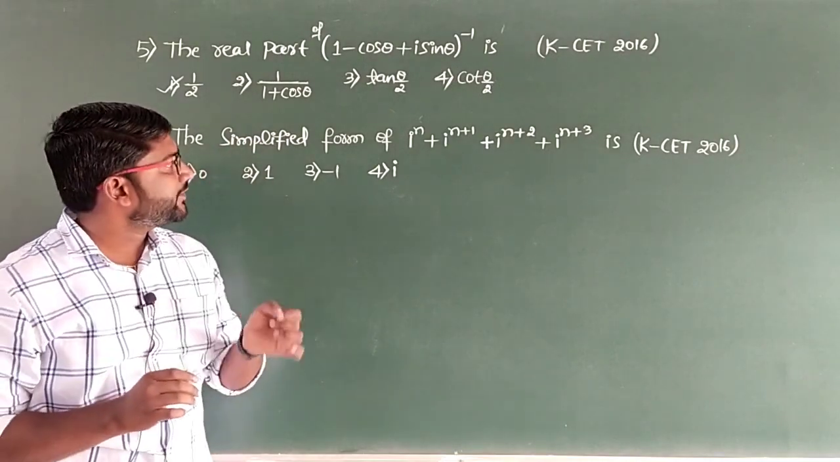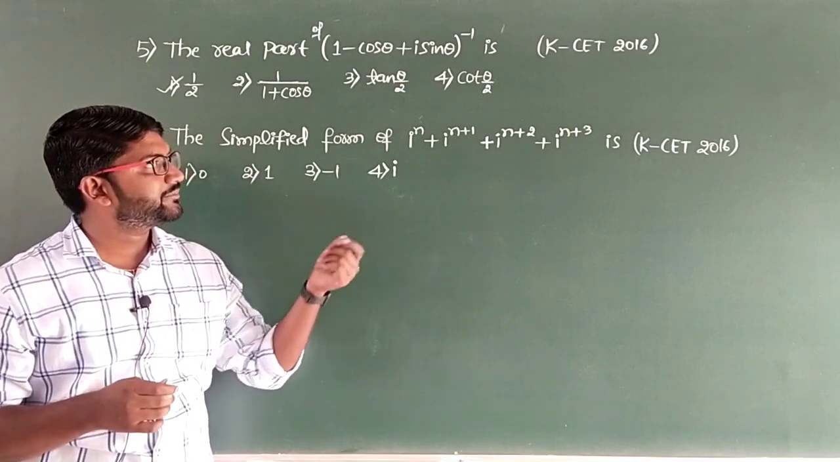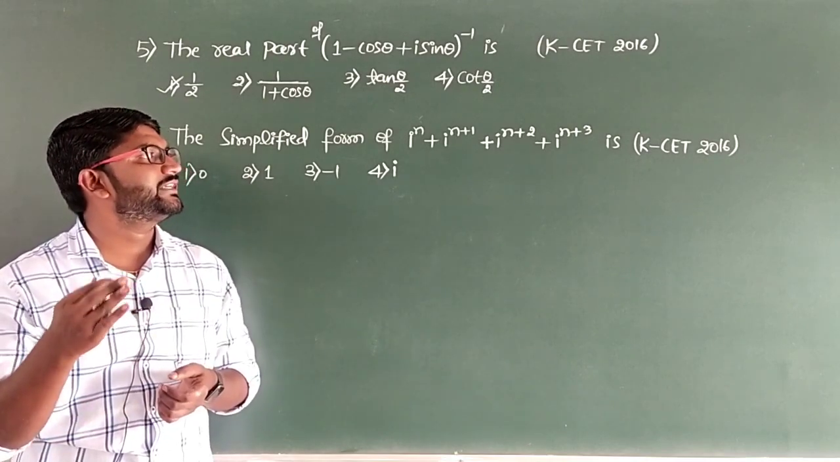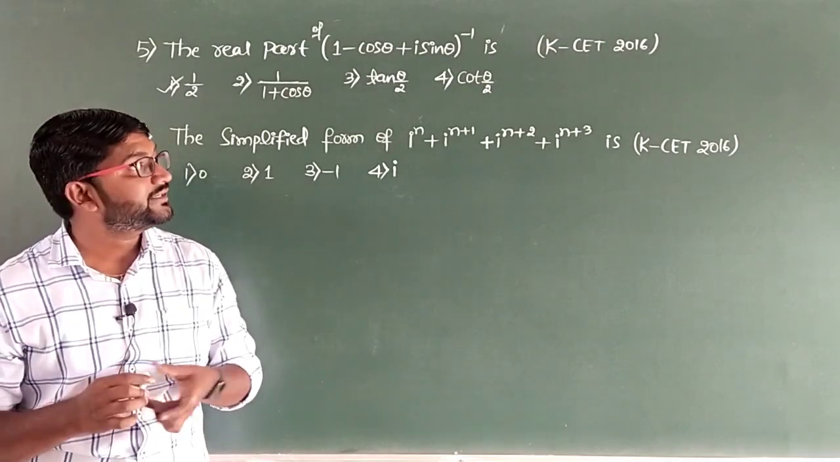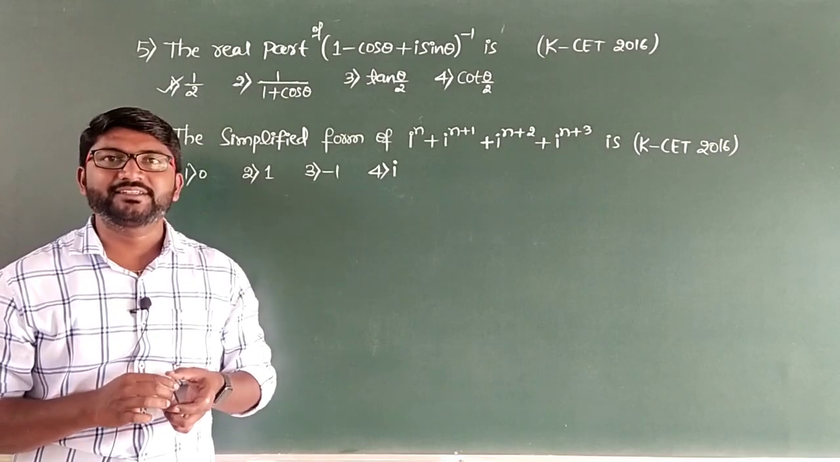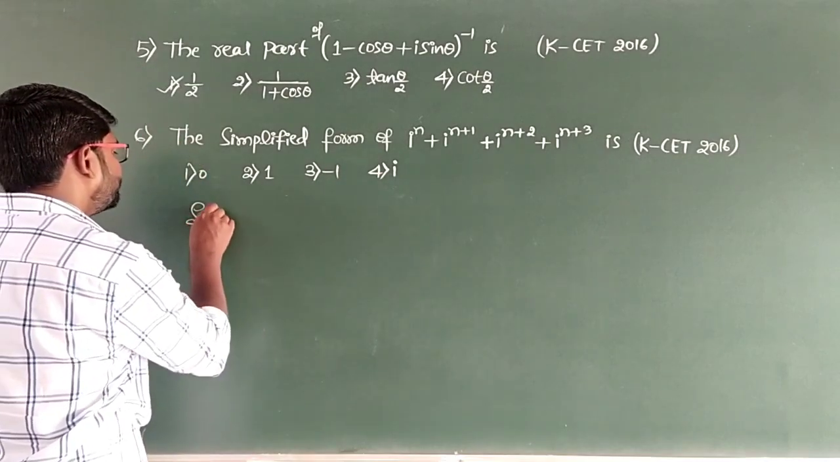The simplified form of i raised to n plus i raised to n plus 1 plus i raised to n plus 2 plus i raised to n plus 3 is, and the 4 options are 0, 1, minus 1, plus i. And this was again asked in Karnataka CET 2016. Let us write the given condition here.